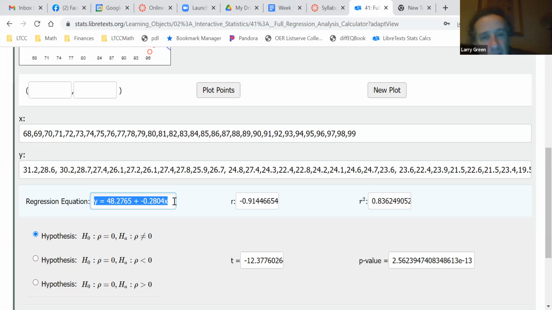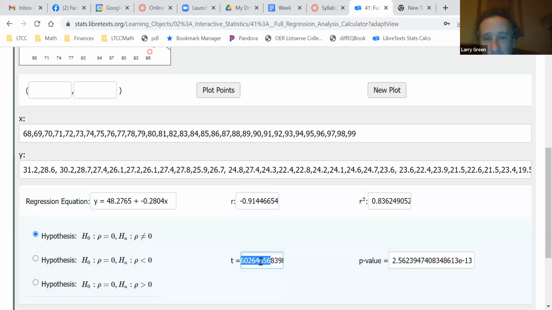Okay. Then we also have r. R is negative 0.9 about. And r squared is about 0.84. Any questions on that? Okay.